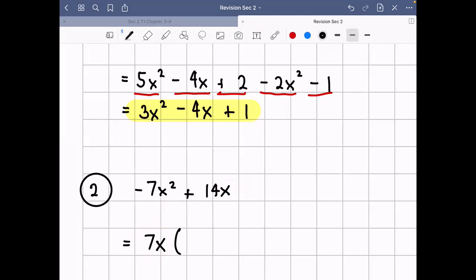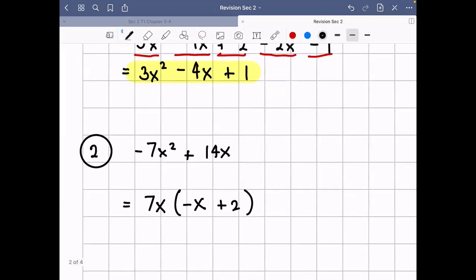So what do we do next? Negative 7 divided by 7 is negative 1. But then we still have x squared. So x squared divided by x gives you what? x. So that's why it's negative x. And then 14x divided by 7x is 2. Plus 2. So that's it.